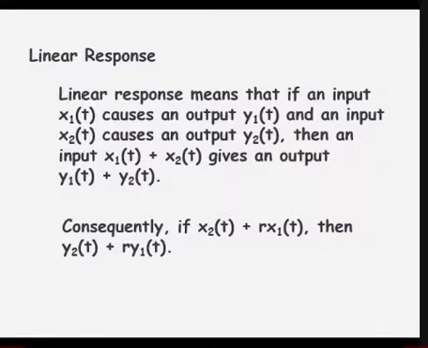Linear response. Linear response means that if an input x sub 1 of t at time t1 causes an output of y sub 1 of t, and an input of x sub 2 of t causes an output y sub 2 of t, then an input of x sub 1 of t plus x sub 2 of t gives an output of y sub 1 of t plus y sub 2 of t. Consequently, if x sub 2 of t equals r times x sub 1 of t, then y sub 2 of t equals r times y sub 1 of t.